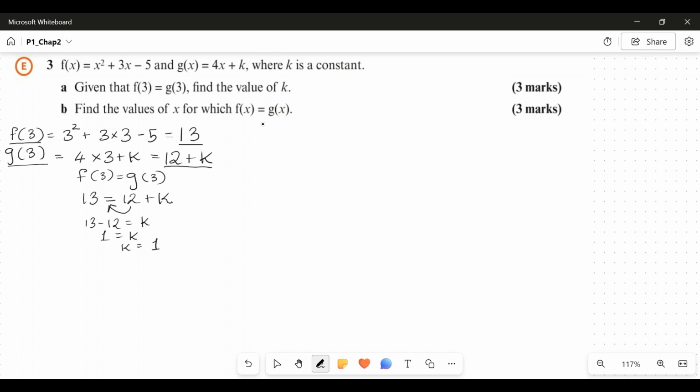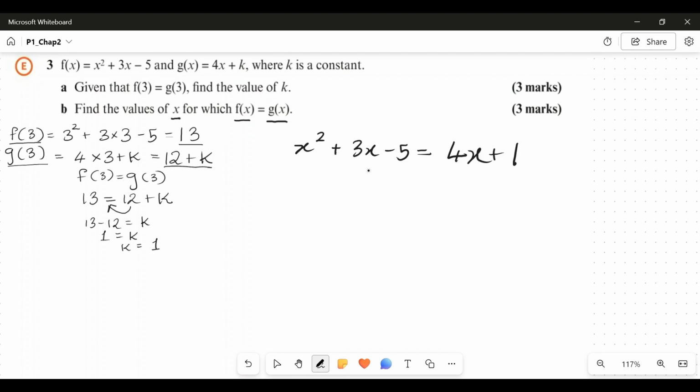Part B of this question asks us to find the values of x for which f of x equals g of x. So we know f of x equals x squared plus 3x minus 5. So we can write that x squared plus 3x minus 5 equals g of x. Now g of x is 4x plus k, but we have found the value of k here, which is 1. So we can write that as 4x plus 1. Now we're asked to find the values of x, which means solving this equation.